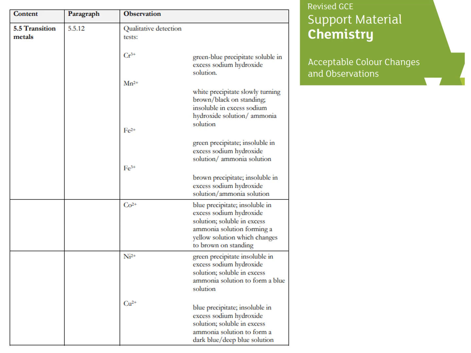Don't forget that SIA provides the acceptable colour changes and observations document in the support section on the website. So if you have a look here, you can see the table for transition metals and the qualitative detection tests, with colours and observations that you would be expected to give in an exam.